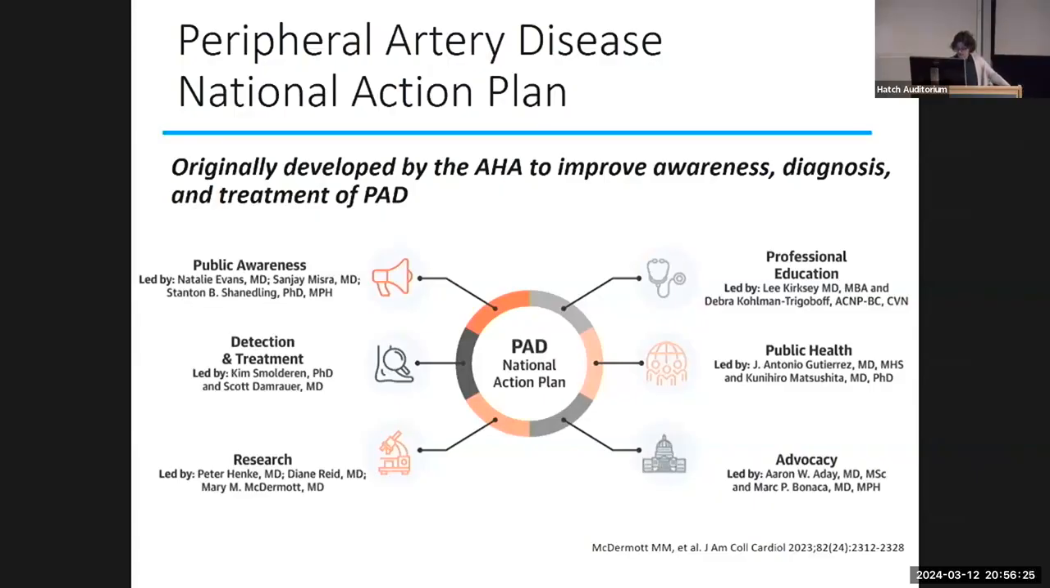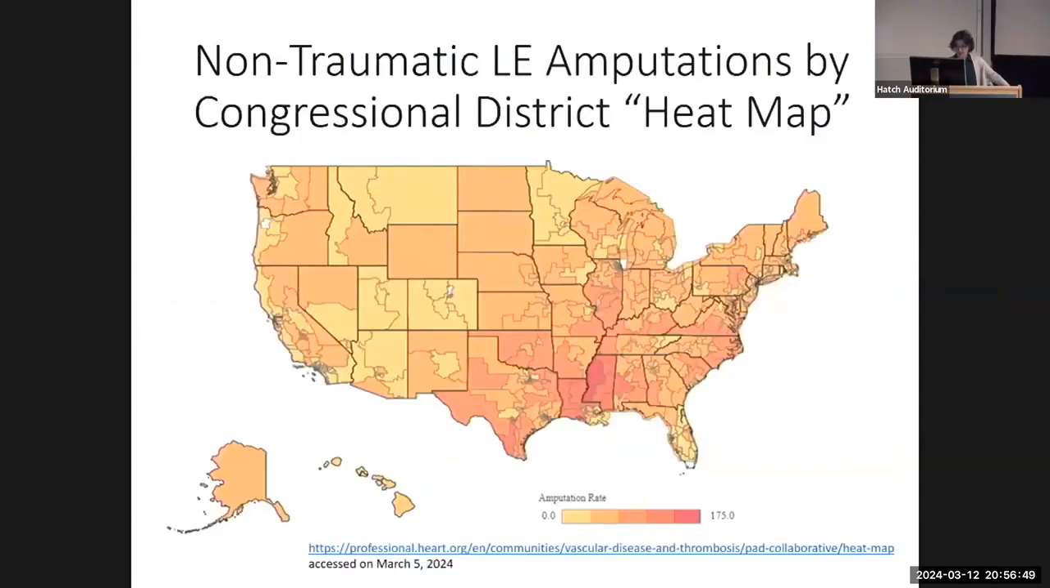One of the first things that this group did, which is really a coalition of major stakeholders from different professional societies, including the surgeons, medicine, cardiologists, et cetera, and the Diabetes Association, the ADA, for example, is to try to implement opportunities for us to change policy. And so they produced this non-traumatic lower extremity amputation by congressional district heat map of the US. And you can access this online. You can look it up by county, state, to see how your area is performing.